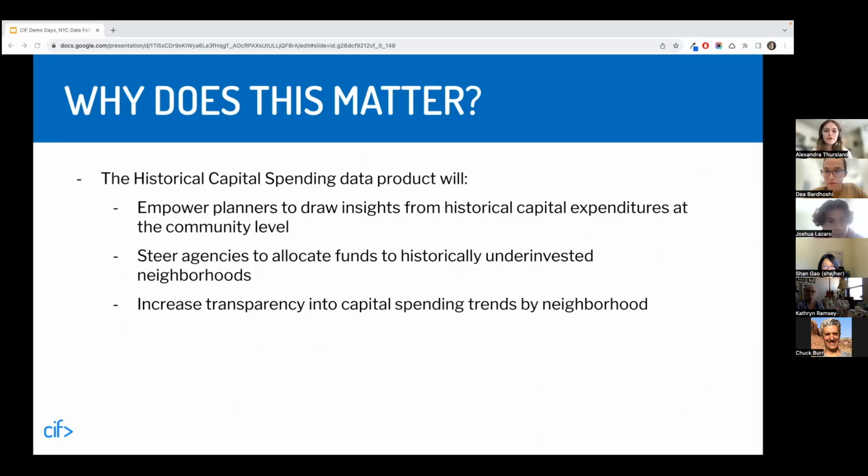So now we have a functioning end-to-end data pipeline that maps historical capital spending to location data. But what exactly did we accomplish this summer and why does it matter? A data set like this presents a powerful opportunity to provide planners with the vital insights they need to do their job and to do it right.